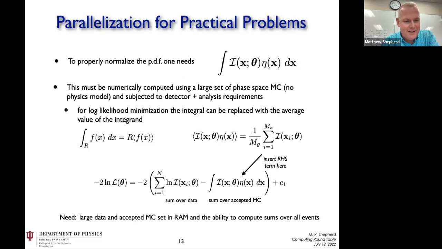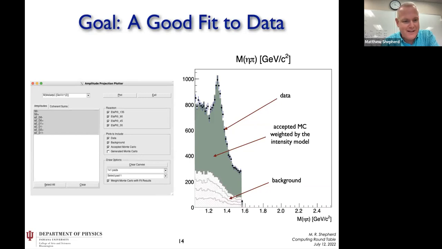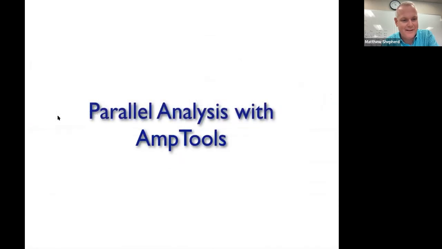So in the end, I want to show what you hope comes out, right? This is again a peak, but this is your accepted Monte Carlo weighted by the model, and here are the actual data, and you can include some background contribution. This is a typical plot that you would see in the end that may convince you that you have a good fit to data. There are tools to make such plots embedded in the AmpTools package, but I won't talk about that because that's not the highly parallel computing part of it.